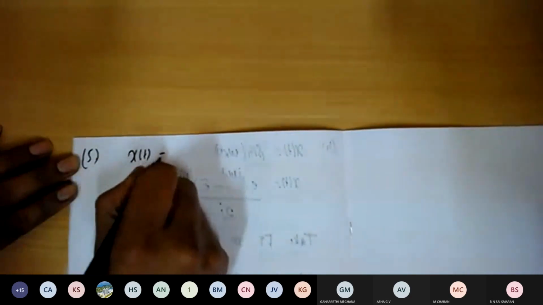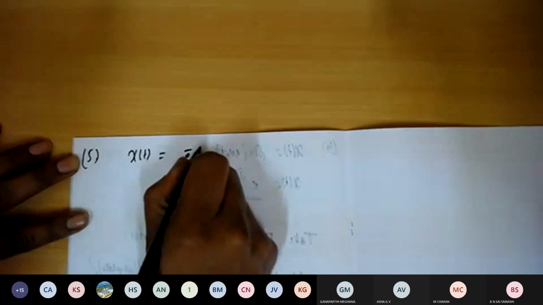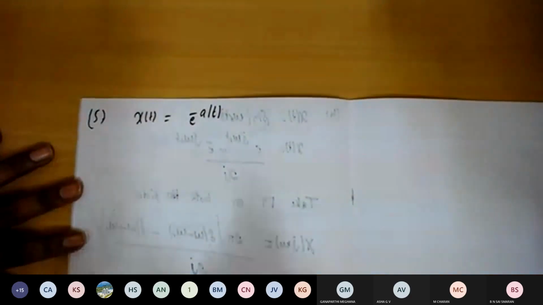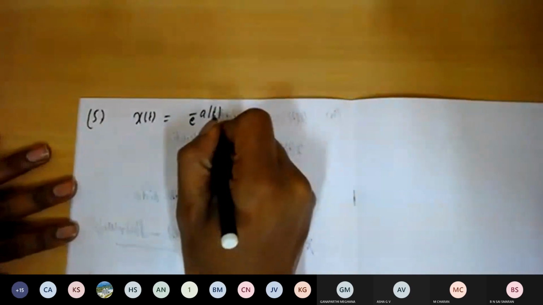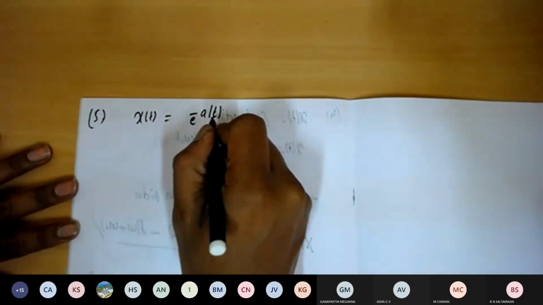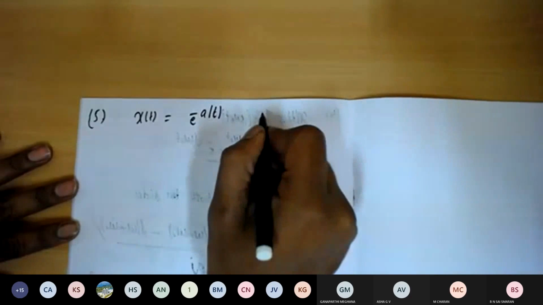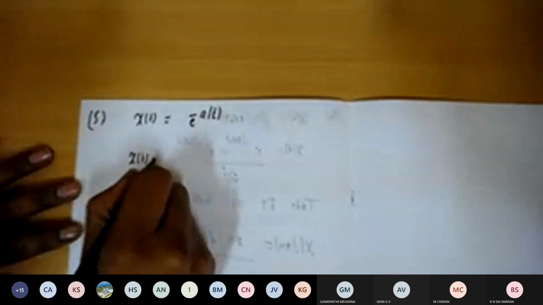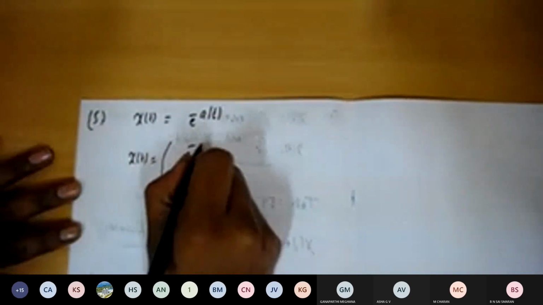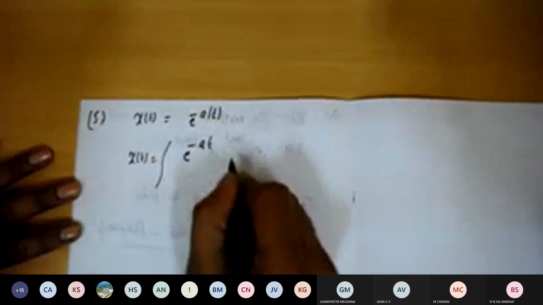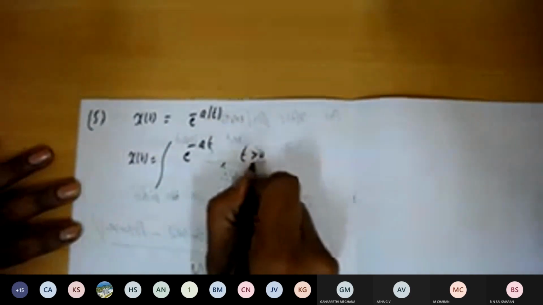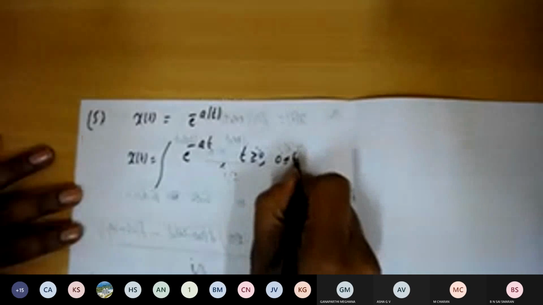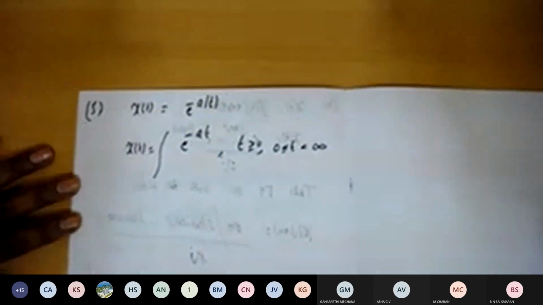x of t is equal to e to the power of minus a into magnitude of t. So whenever the magnitude is there, t can take both the positive and the negative time interval. It will take both the positive, that is 0 to plus infinity, and 0 to minus infinity. So I can rewrite this x of t as e to the power of minus a t for t greater than 0, or we can write as 0 less than t less than infinity.